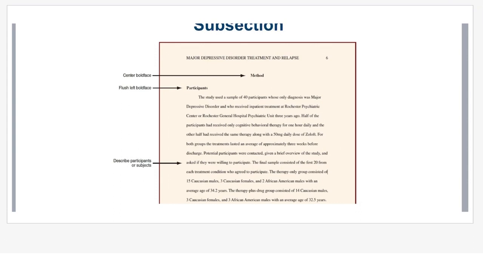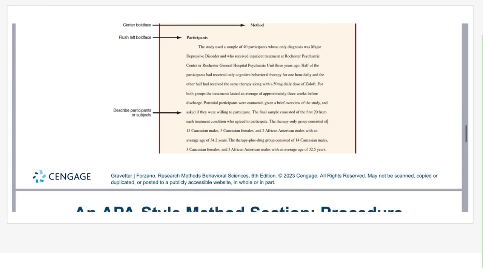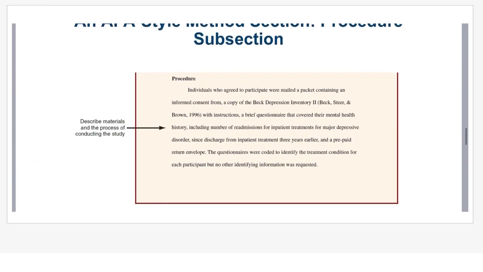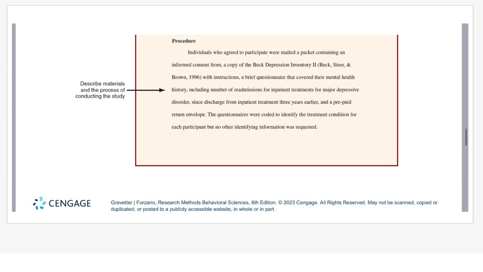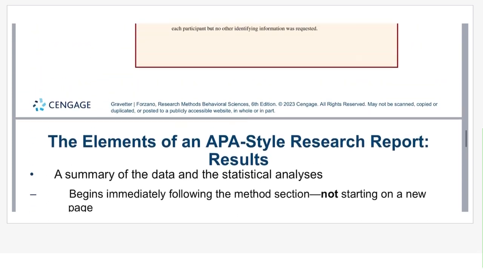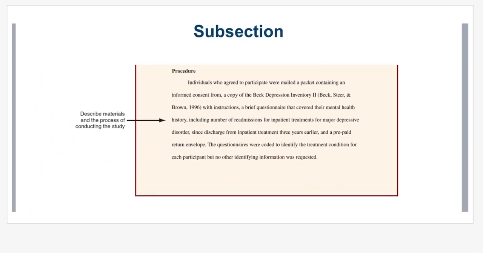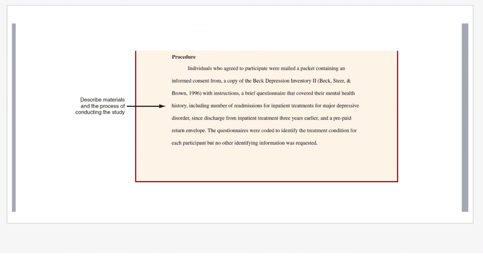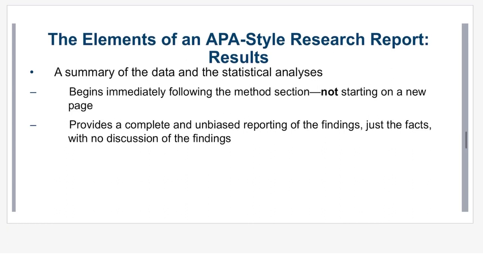There's the participants subsection. Here's where they describe all of the participants or subjects. And then you see the procedure subsection heading, and they describe the materials and the process that they went through to conduct that. And that is not all. There is more to it, I'm sure, because the procedure section is usually a lot longer than that, because again, you want it to be as detailed as possible, but that's just giving you a brief look to give you an idea of what that looks like.